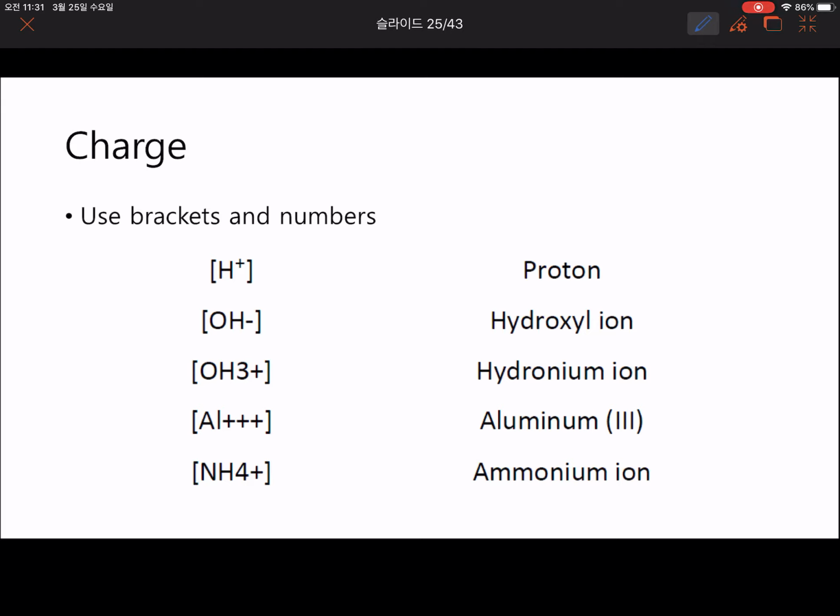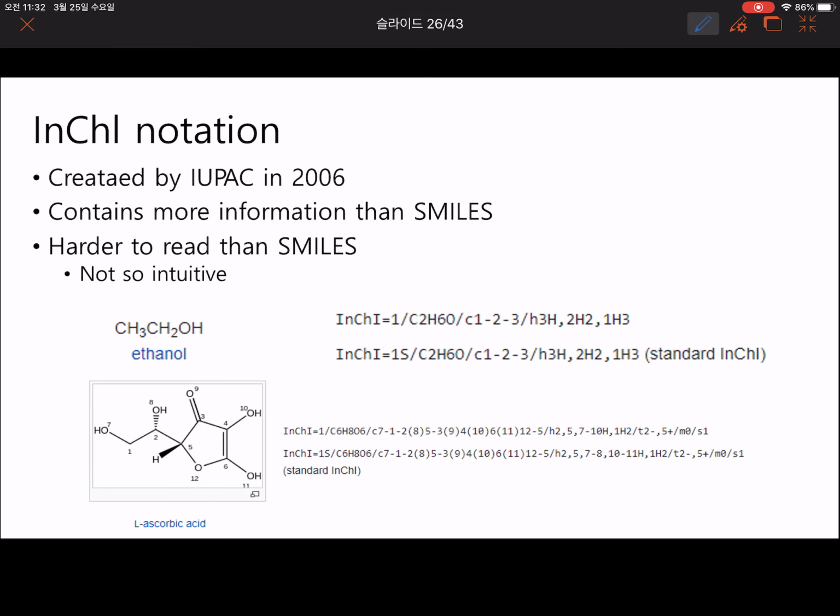And as I showed you in the previous slide, we can also specify charges. Charges can be written inside the bracket. This is a proton, this is a hydroxyl ion, this is a hydronium ion, and this is an ammonium ion, and so on. So yeah, so far we have learned about the definition of SMILES representation. SMILES is a very popular notation, but one molecule, as I told you, can have multiple SMILES.